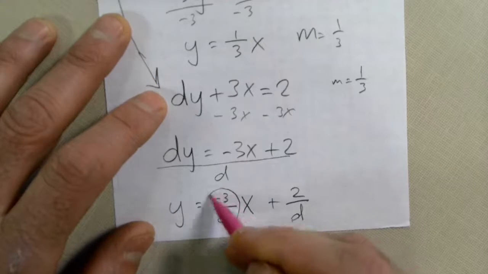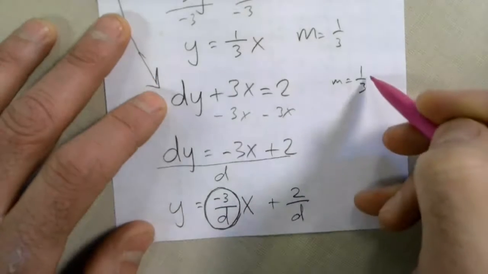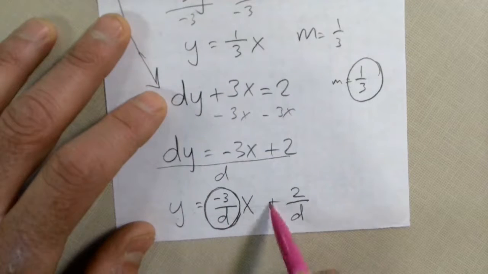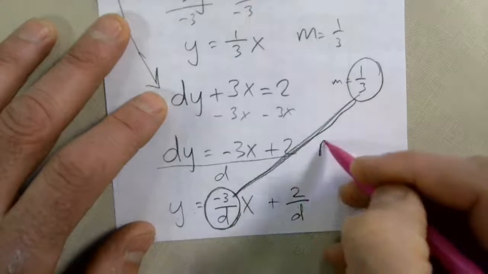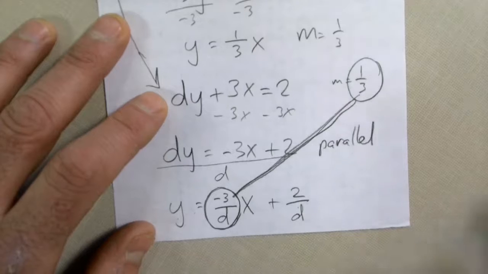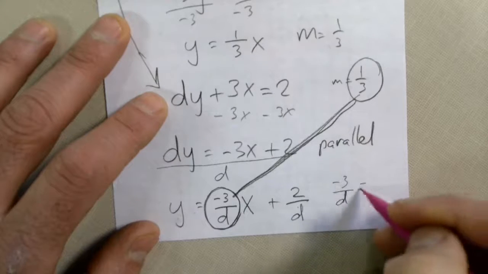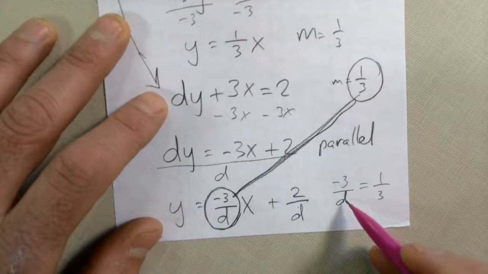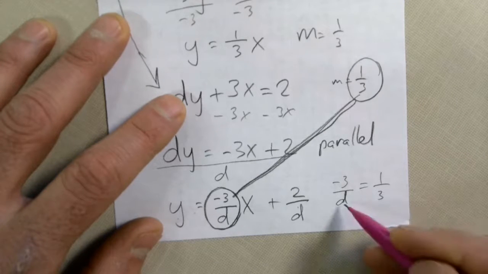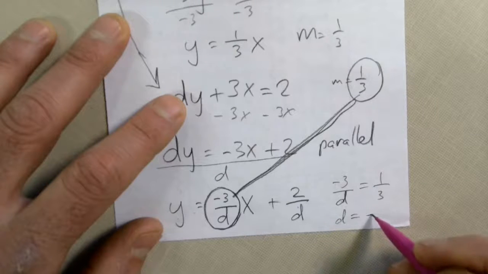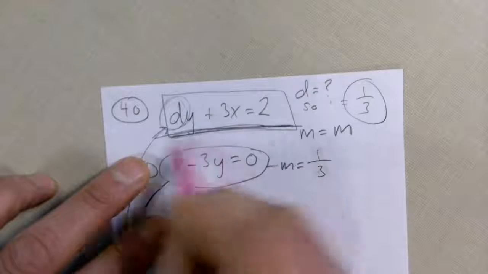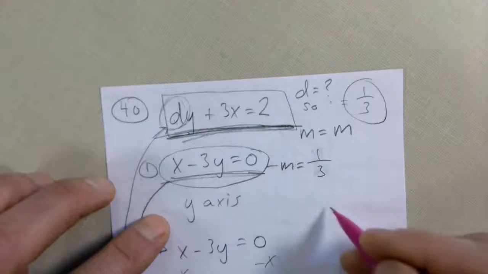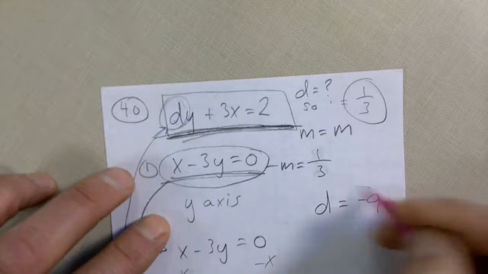Now, I know that this has to equal 1/3 because y equals mx plus b. I could care less about the intercept over here. The slopes have to be the same if they are parallel. So negative 3 over d equals 1/3. Now, what would d have to be? You're pretty good at this mental math, so d equals negative 9. So the question began, what d can we put here to make this line parallel to this line? And the answer is that d is negative 9.